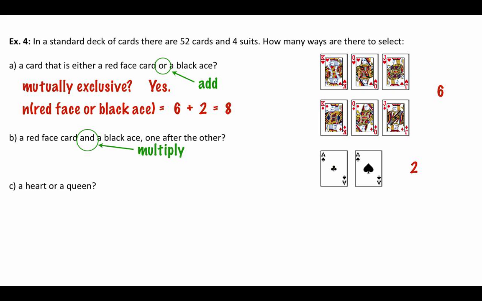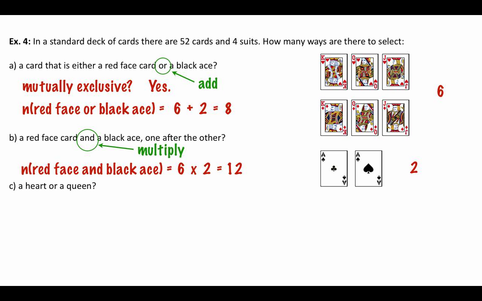So in this case, this is a cue that we're going to be using the fundamental counting principle. The number of ways that we can select a red face card and a black ace card is 6 times 2, which is 12 ways of selecting these one after the other.